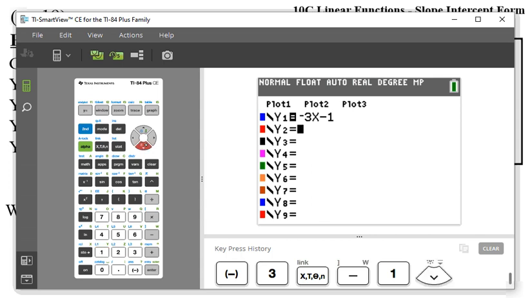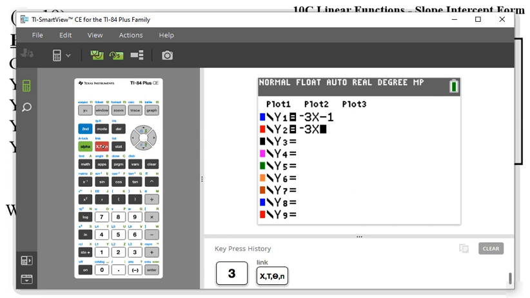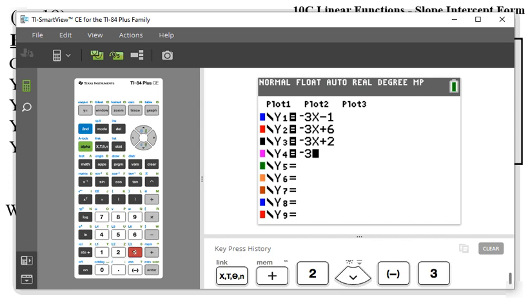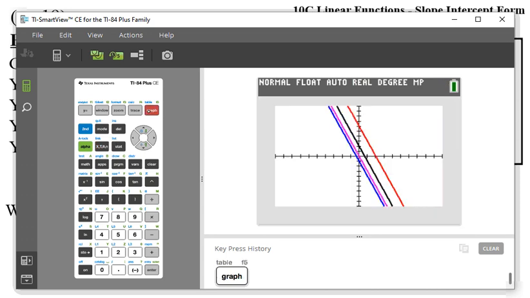The next equation, negative 3x plus 6. Then we want negative 3x plus 2. And then if we go down, another negative 3x. In this case, like we just said, slopes are all the same with different intercepts. When we hit graph, slopes are all the same. They contact the y-axis at different intercepts, but they're all parallel. So that's how we graph.